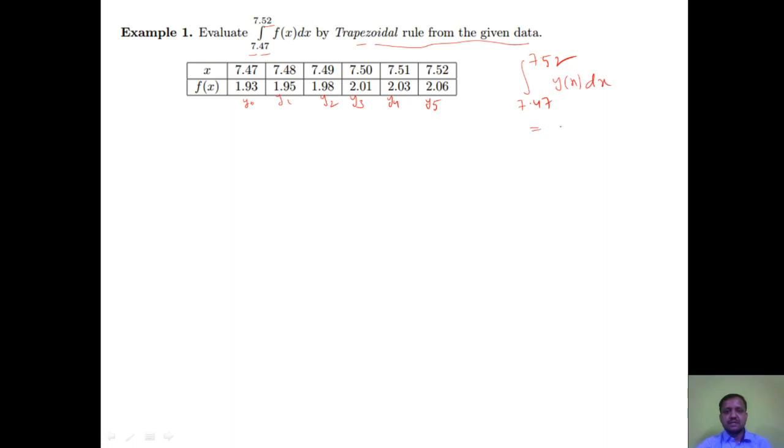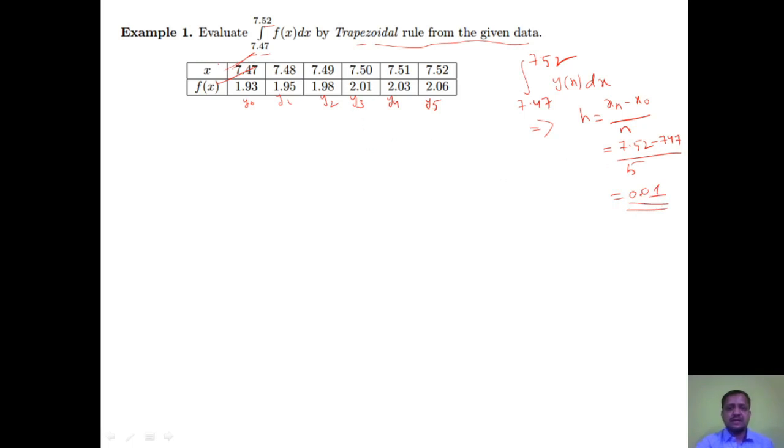Using the trapezoidal rule, we want to find the h value first. Here h is equal to upper limit minus lower limit by the number of intervals. How many data points are given? 6 data points, which means 5 intervals, so n is 5. The upper limit is 7.52 minus 7.47 divided by the number of intervals 5. After simplification we get h as 0.01.